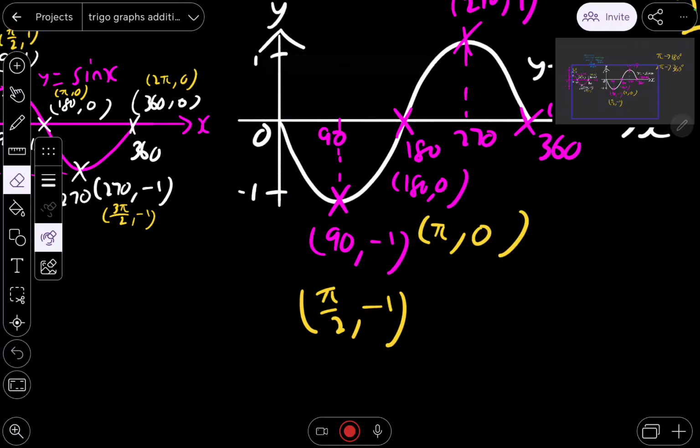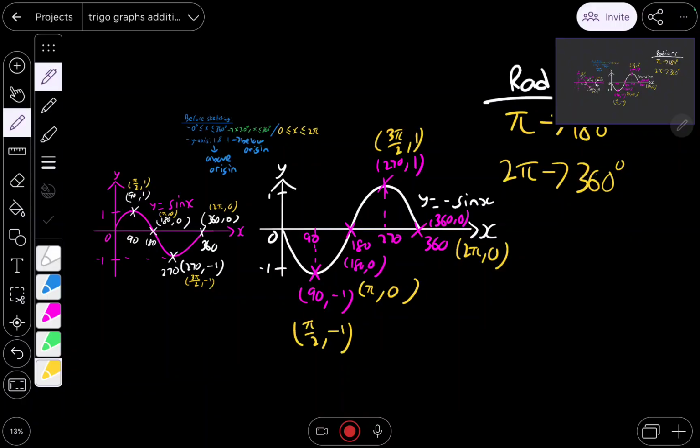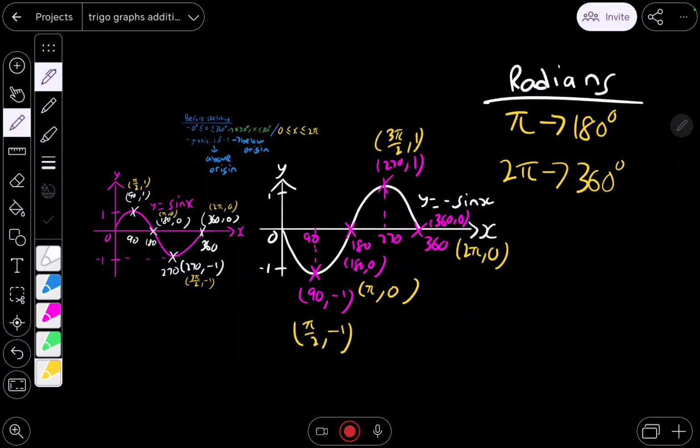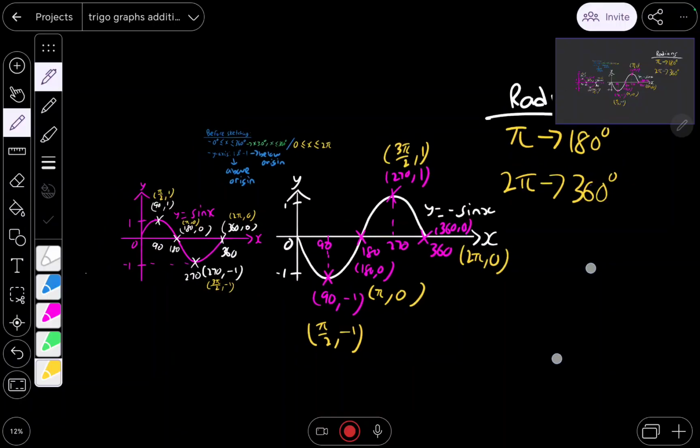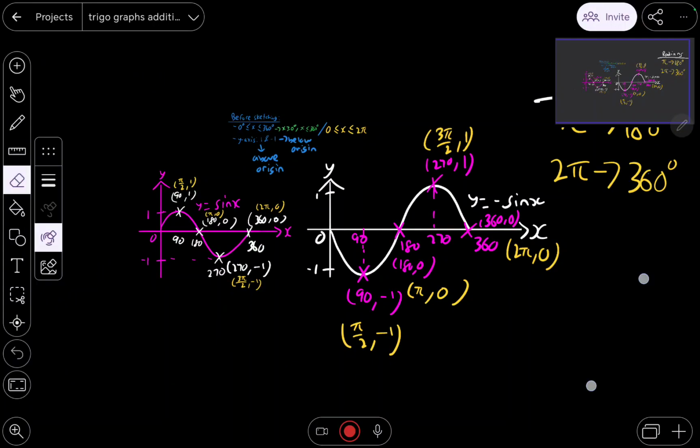This, and then we know that this is 3 pi over 2 comma 1, and this is 2 pi comma 0. Okay, so yellow is in radians, white is in degrees, but in the negative sine x, the purple is in degrees and the yellow is still in radians. Okay, so now we are going to go into the cosine x graph.